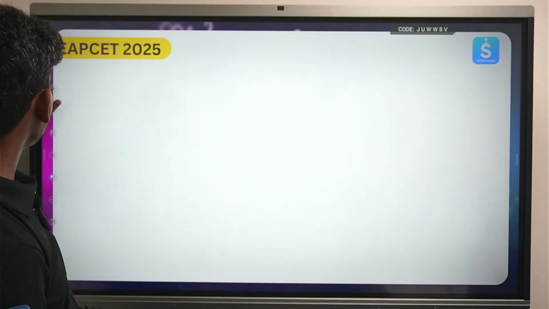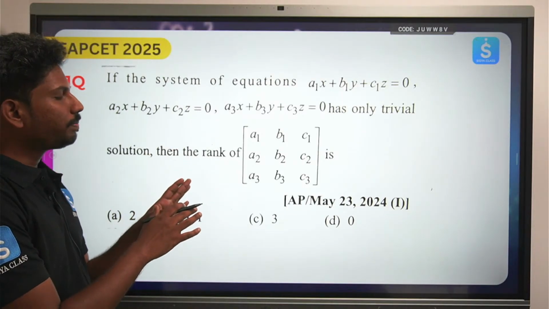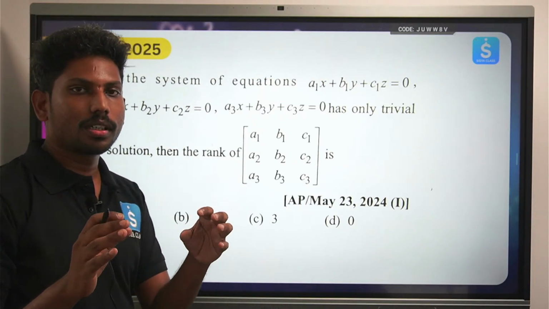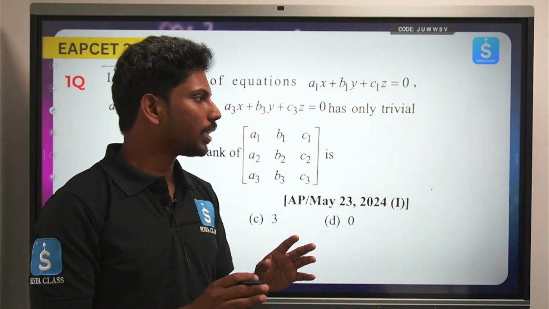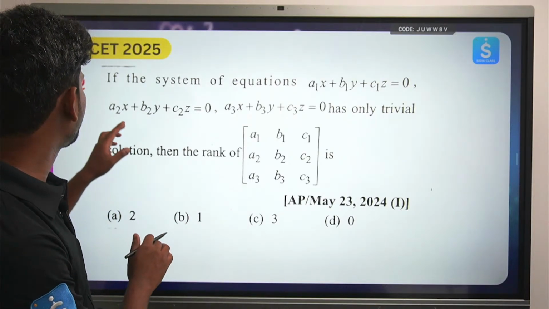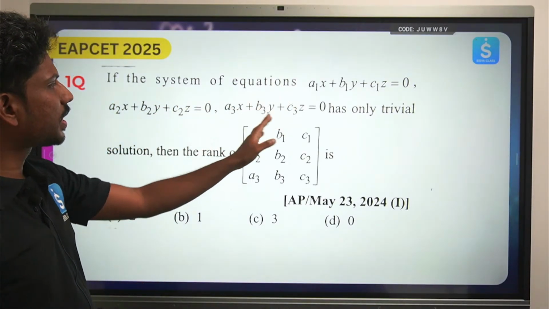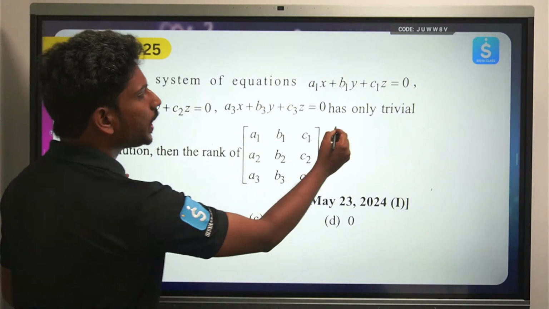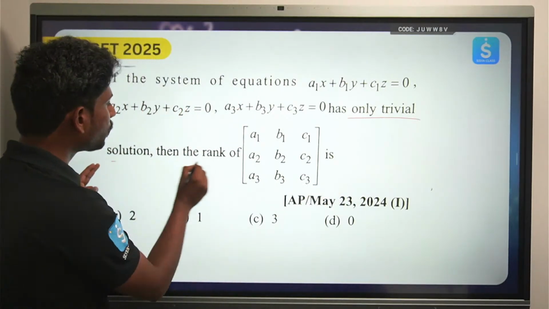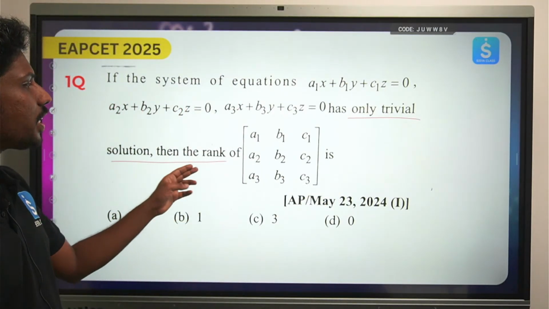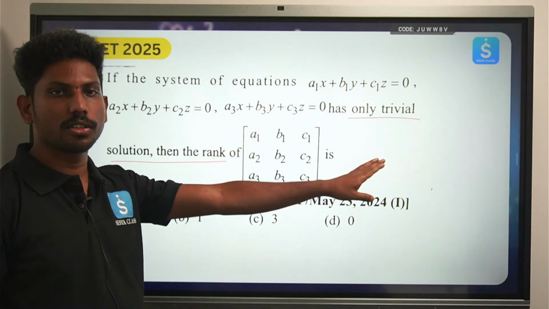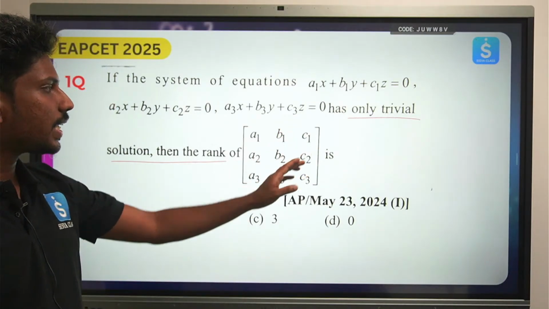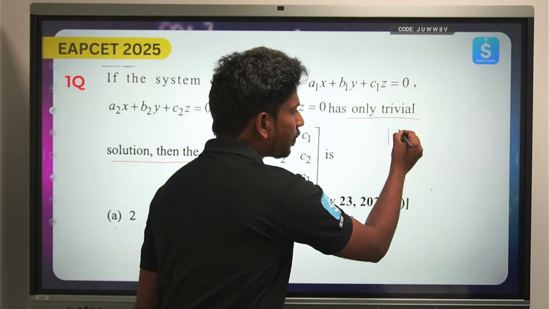Okay, look here, first problem. We'll try to solve some problems. Let's see how many problems we can solve. The first problem is: if the system of equations is represented like this, it has only the trivial solution. It has only the trivial solution. Trivial solution means only the zero solution. Now whenever he is saying it is the zero solution, what is the logic I told you earlier?